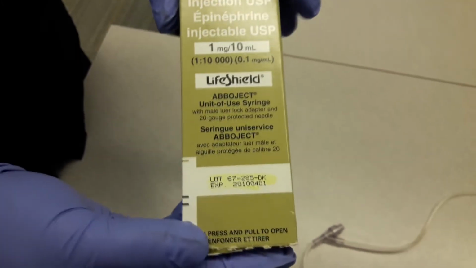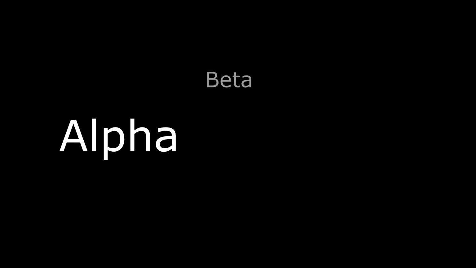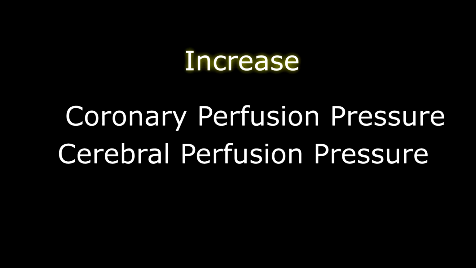Epinephrine is classified as a sympathomimetic. It is both an alpha and beta adrenergic agonist. It produces some beneficial effects in patients during a cardiac arrest. The alpha adrenergic effects of epinephrine can increase coronary and cerebral perfusion pressure during CPR.